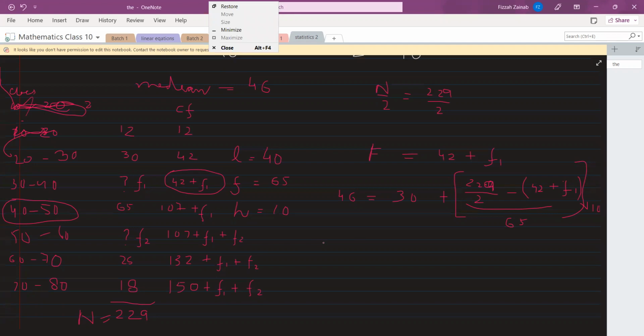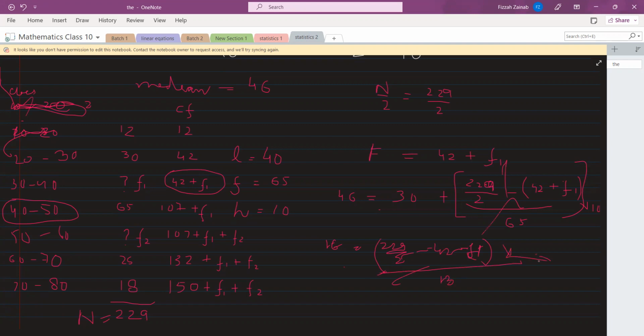So anyway, 46 minus 30 is 16, right? And here now you have this 229 divided by 2 and minus, so I'm opening bracket, minus 42 and then minus F1. Clear? Okay. Now, if you cut from 5, so you get 13 here and then you get 2 here. Is this clear?